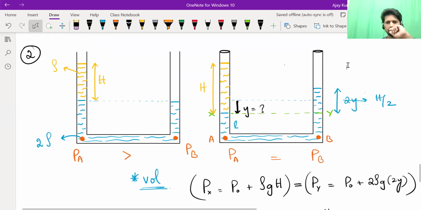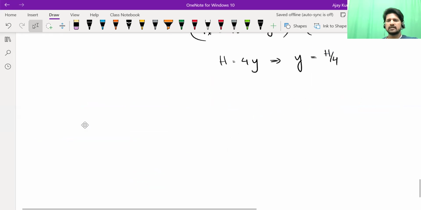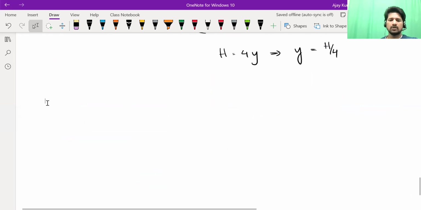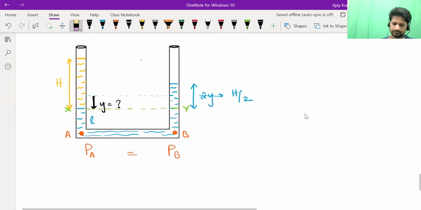Now, any of you tell me, can we make these heights equal by accelerating this U-shaped tube horizontally? Can the heights of liquids in both the arms be made equal by accelerating the U-tube horizontally? If yes, which way should we accelerate it? To the right or to the left?